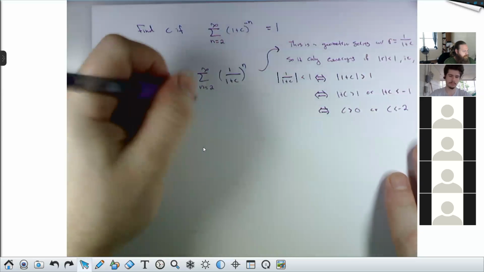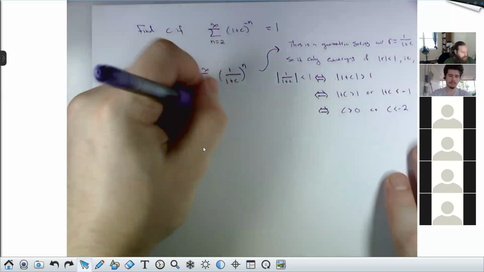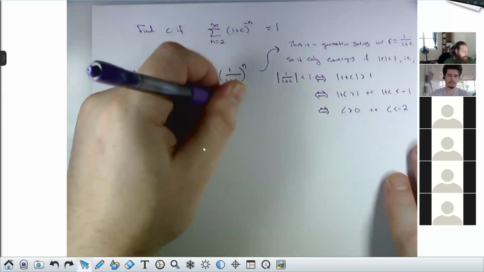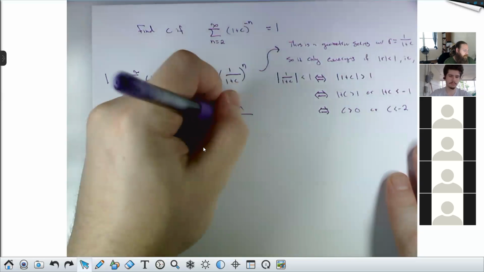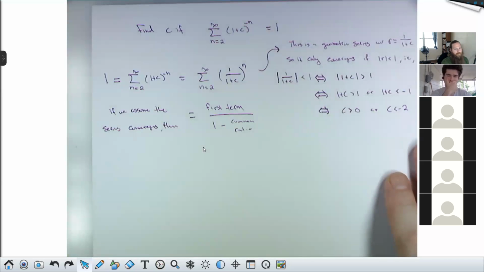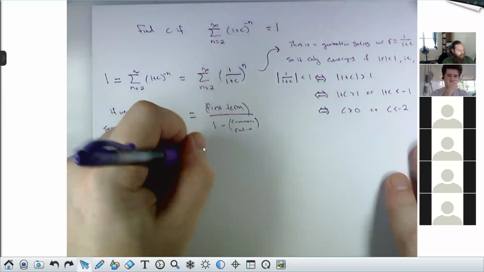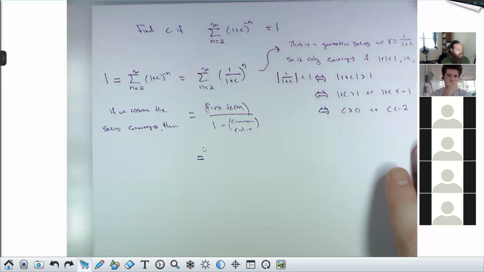So if we assume the series converges, then this should be equal to, just like Alexander said, the first term over 1 minus the common ratio, because it's a geometric series. That's how those work. What's the first term of this series? 1 over 1 plus c squared. Very good.